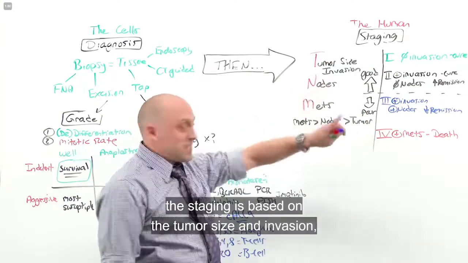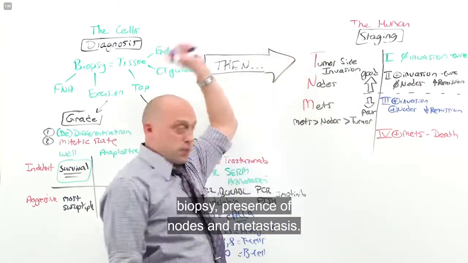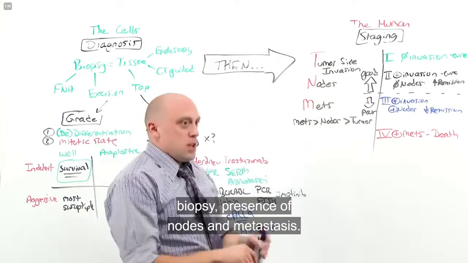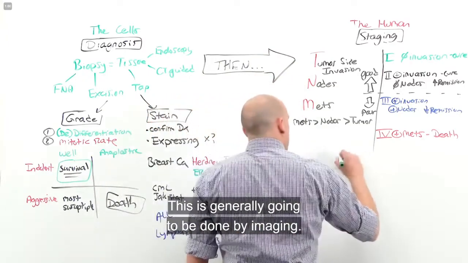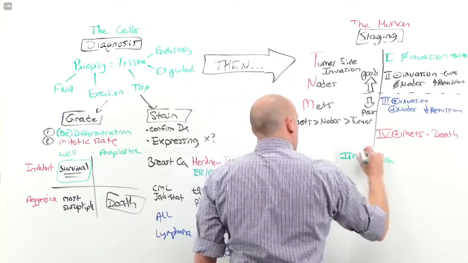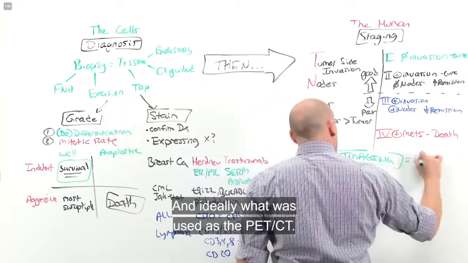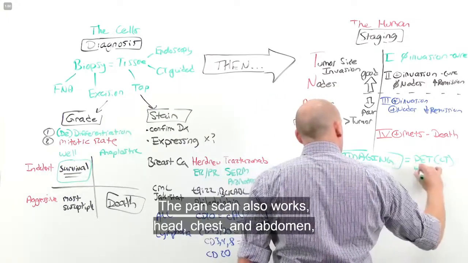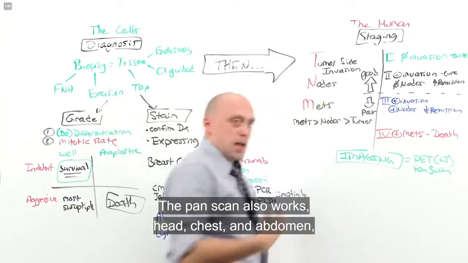The staging is based on the tumor size and invasion, biopsy, presence of nodes, and metastases. This is generally going to be done by imaging. And ideally what is used is the PET-CT. The pan scan also works: head, chest, abdomen.